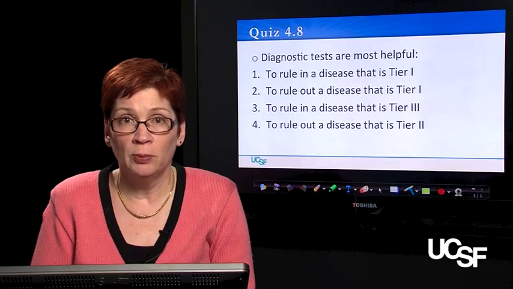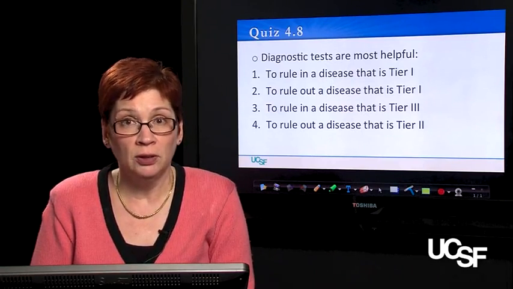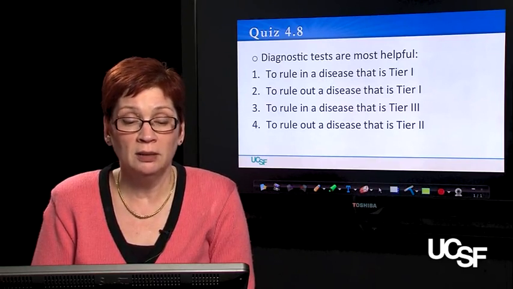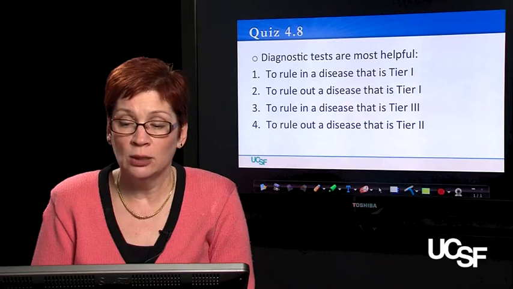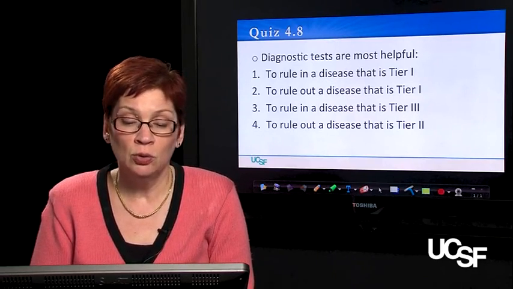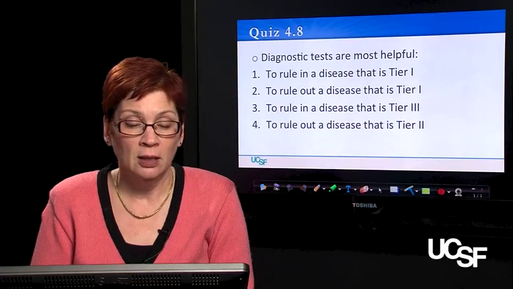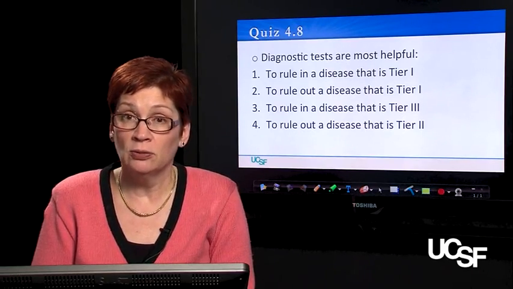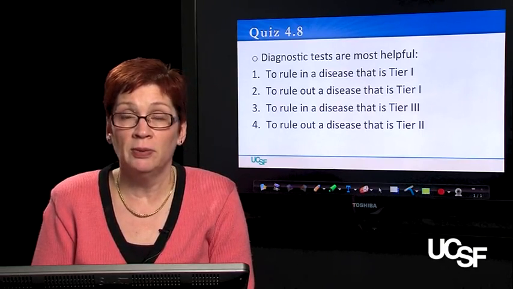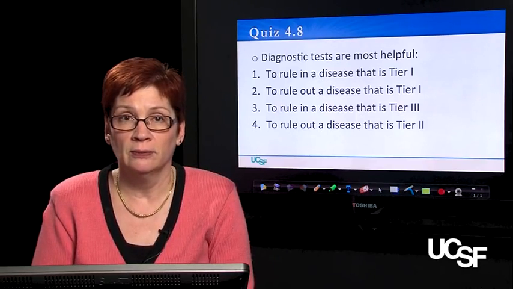So our final quiz for 4.8. Diagnostic tests are most helpful to, number one, rule in a disease that is a tier 1, likely or very likely. Number two, rule out a disease that's tier 1, likely or very likely. Number three, rule in a disease that's tier 3, that is a low pretest probability of disease, or to rule out a disease that's tier 2.